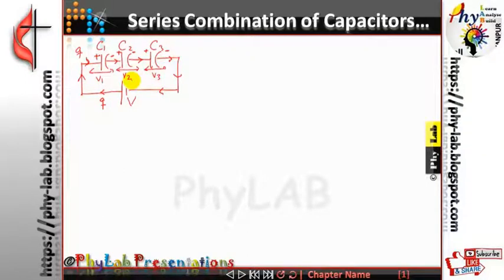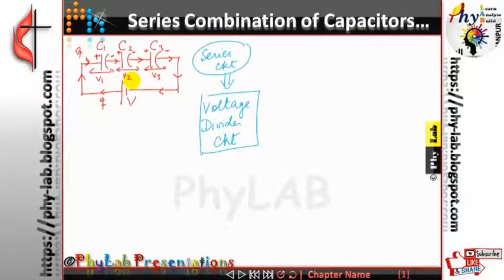We already know that a series circuit is a voltage divider circuit, so the working equation for this voltage divider circuit will be: V total has got divided into three voltages, V1, V2 and V3. So I can say that V total is equal to V1 plus V2 plus V3. So the total potential that I have applied, V, must be equal to V1 plus V2 plus V3.